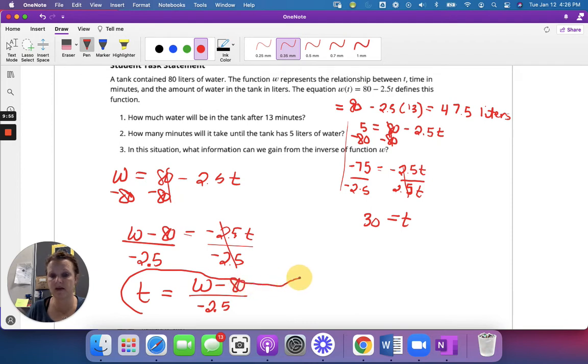Sorry, my pen got all confused. There we go. Plug it into this equation, and it would tell me what time it is, right? So that is the gain. If I want to know what time it is, given the amount of water in the tank, I'd use the inverse. If I want to know how much water is in the tank given the time, I would use the other equation.